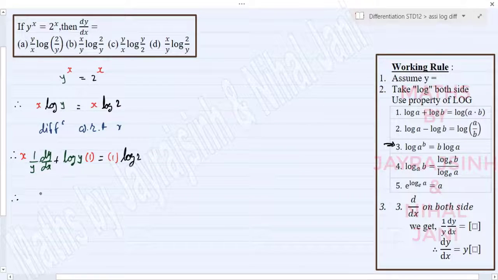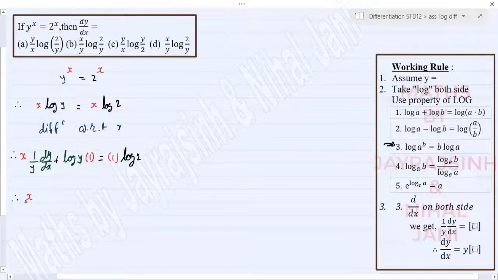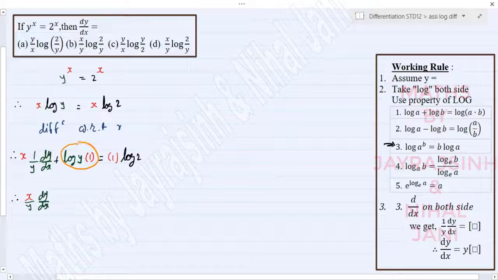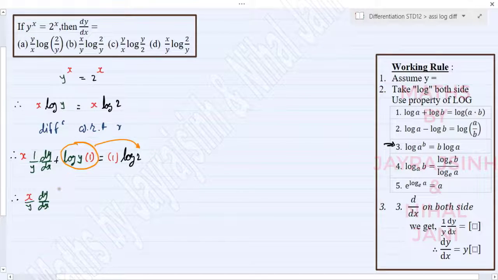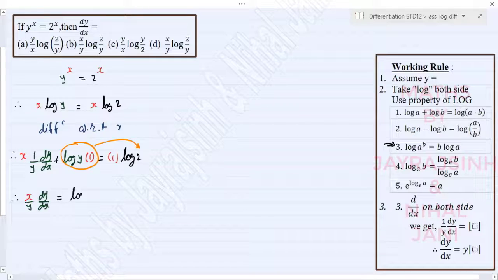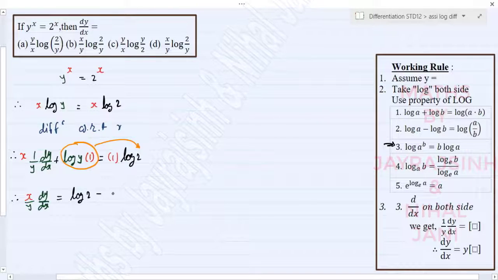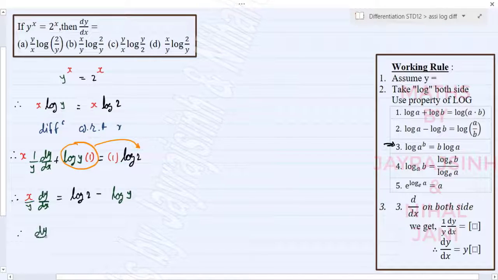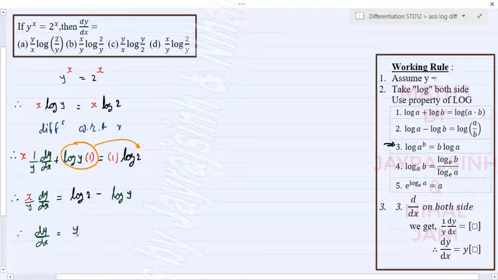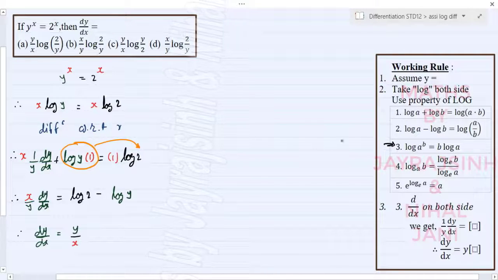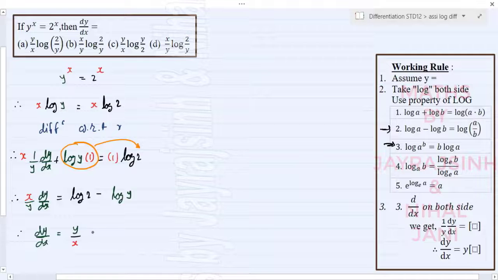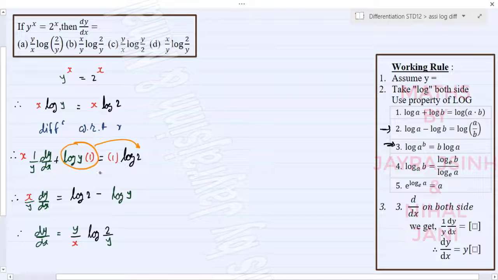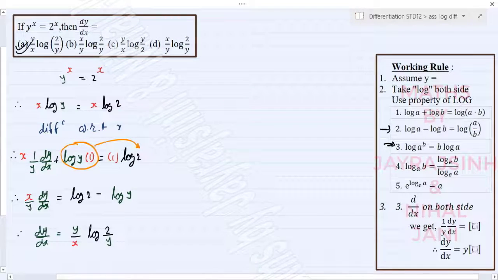Now let's make dy by dx the subject. So here we'll get x by y dy by dx, and the rest of the terms should be collected on the right hand side. So let's move this term to the right hand side. So log 2 will be as it is minus log y. So we can say your dy by dx is simply y upon x into log 2 minus log y. Using the second property of log, we will get log 2 upon y. Ta-da! This is your final answer, which is given in option A.